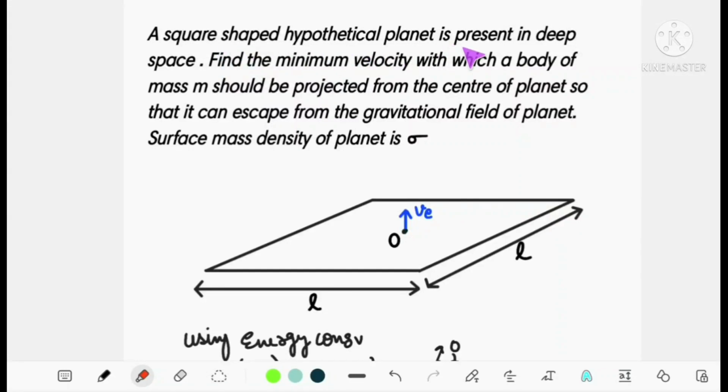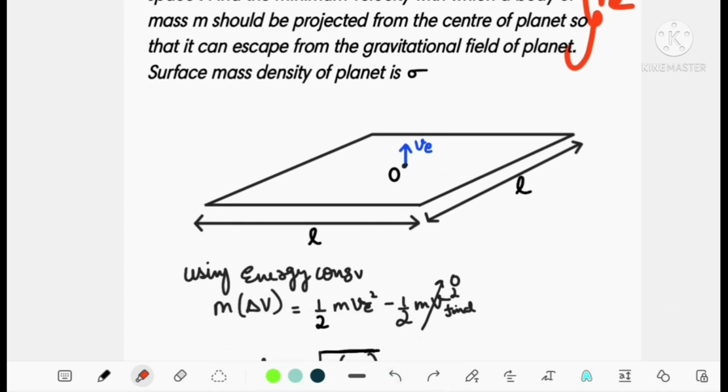A square-shaped hypothetical planet is present in deep space. Find the minimum velocity with which a body of mass m should be projected from the center of the planet so that it can escape from the gravitational field of the planet. Okay, so we are going to find the escape velocity only. Surface mass density of the planet is sigma, and its edge length is L.